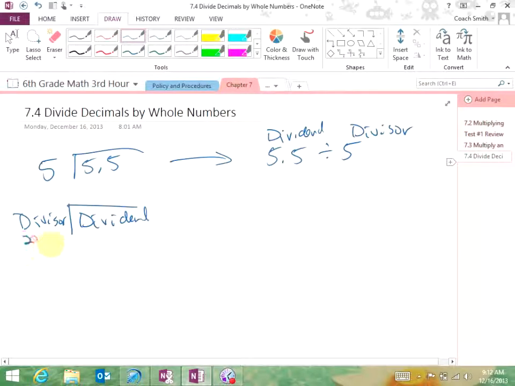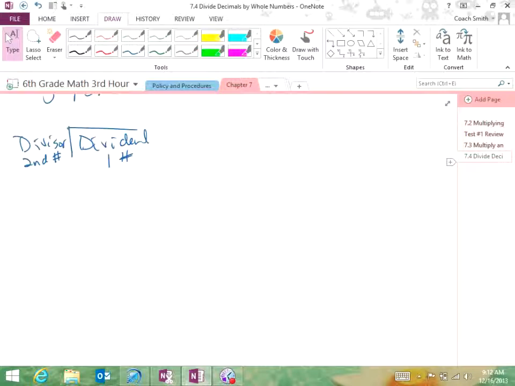So the second number is on the outside. The first number is on the inside. Remember, that's the number sign and not hashtag. We're not twittering our division problems.